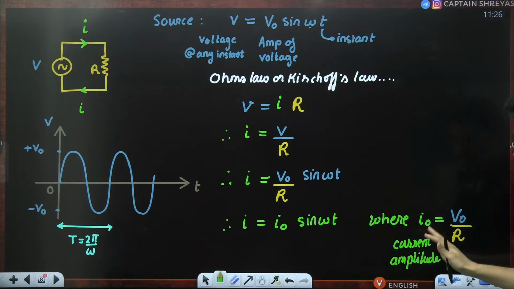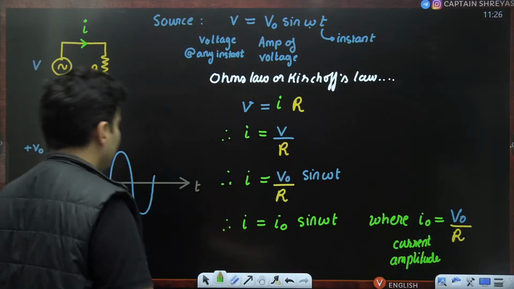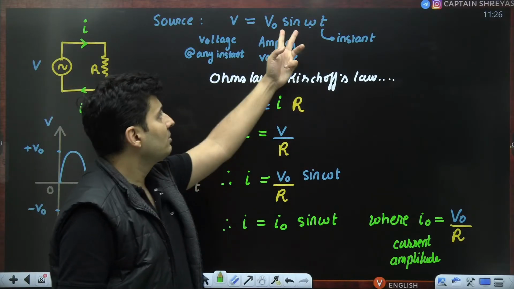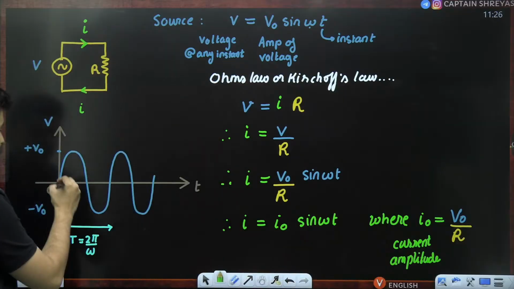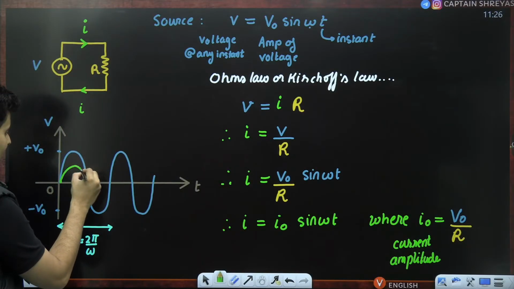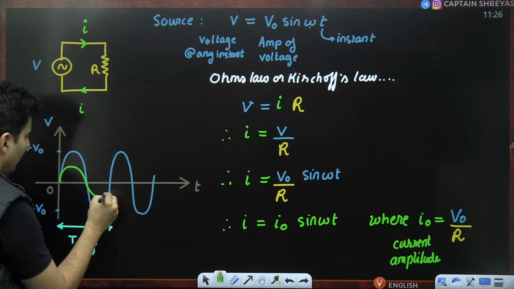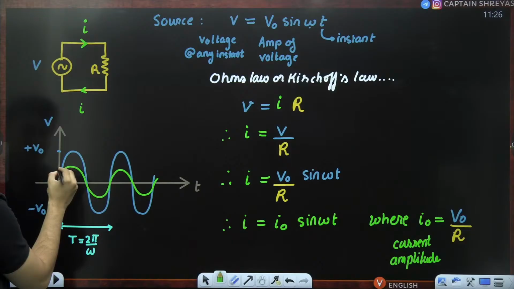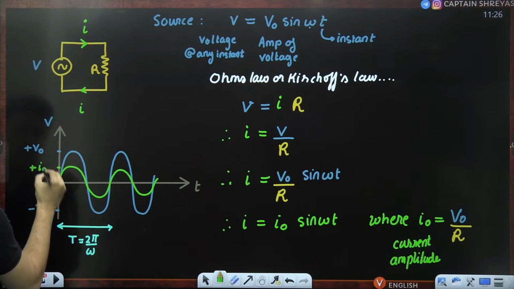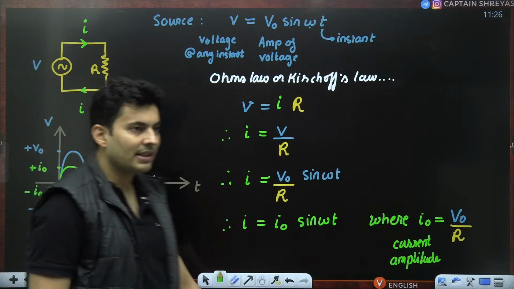Okay, this is the maximum variation in current. Can I plot the current over here? Yes, of course. See, voltage was a sine graph, even the current is a sine graph, meaning the graph of the current will exactly match this one over here. This will also go up and down, up and down like this. This will be plus I0 and this will be negative I0. That's why it is the current amplitude.